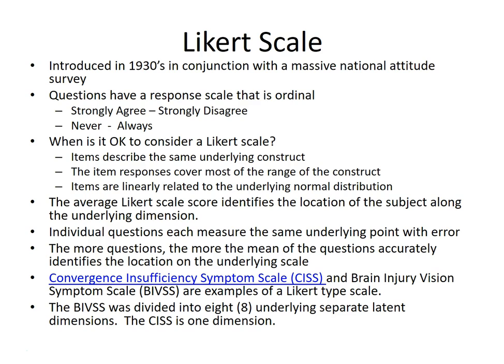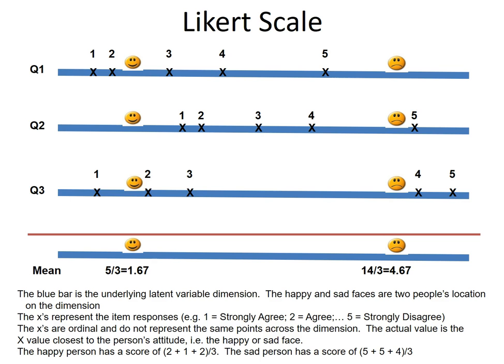The more questions you have for each subscale, the more the mean of the questions accurately identifies the location. So here, let's take an example. Remember, the bar at the bottom is the average underlying scale from positive to negative, and the little guy on the right has this fixed location underneath. Each question is getting at this same underlying dimension, but the actual questions can vary in where they measure.